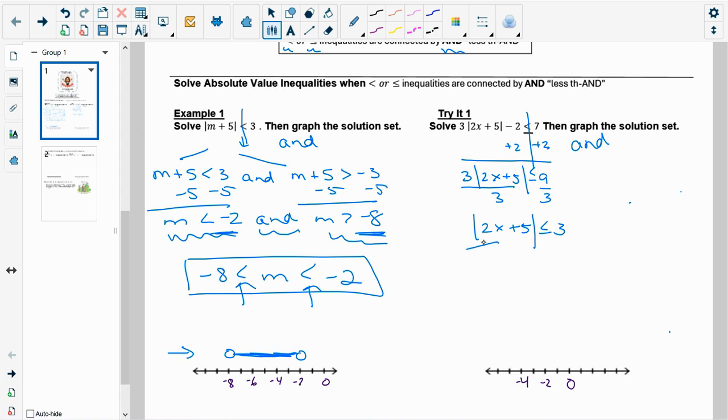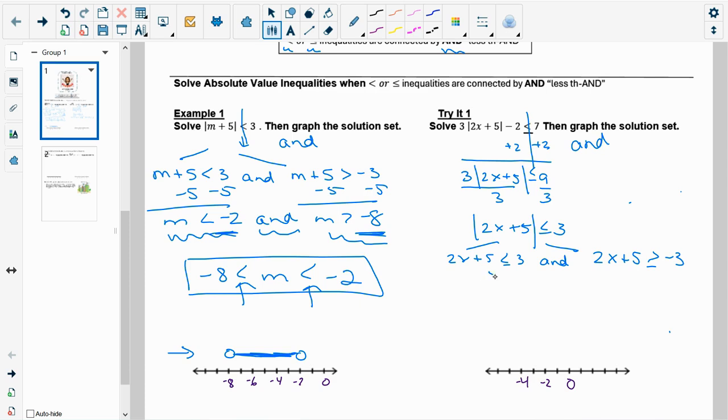Okay, now I can split it because I have the absolute value as the only thing on the left-hand side. So I have 2x plus 5 is less than or equal to 3. I'm going to write the word and in between so I don't forget. My second inequality, 2x plus 5, again, change the direction of that sign, and that 3 becomes a negative 3. Okay, now I'm going to solve.